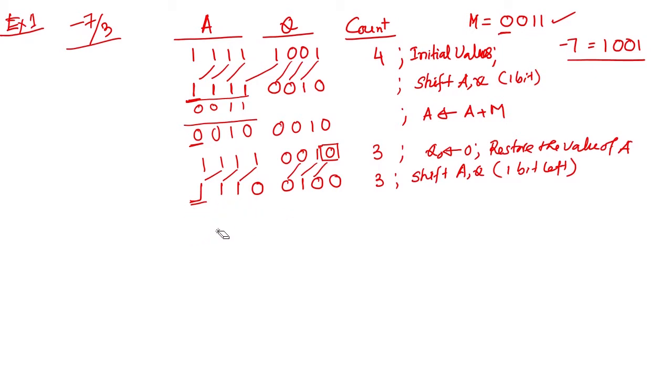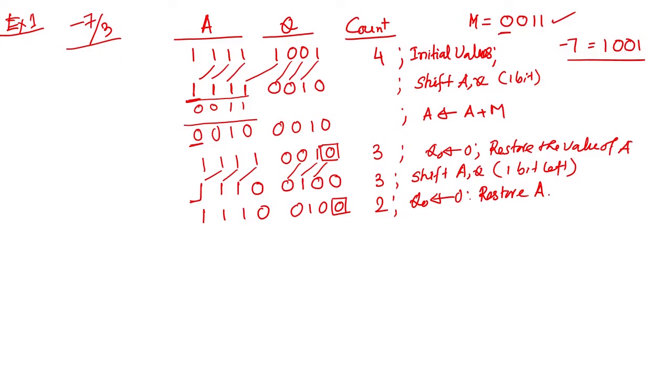So, we have to restore it. Restore will be 1, 1, 1, 0, 0, 1, 0, this will be 2. So, this is Q0 is 0, restore A. So, 2 bits are checked. There are other 2 bits we need to check.